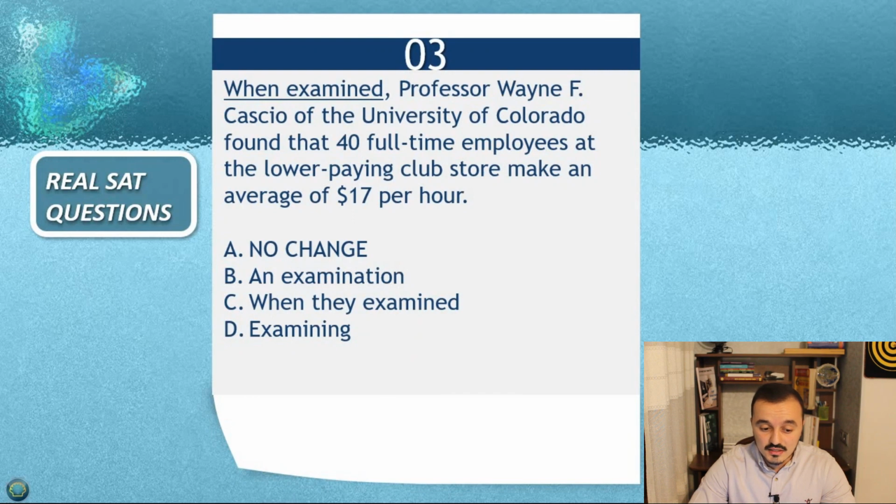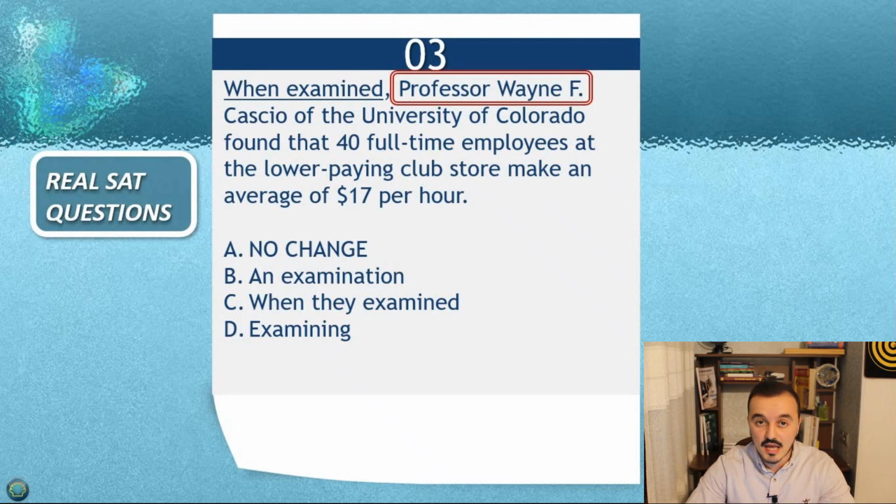Let's have a look at the real SAT questions now. When examined, Professor Wayne F. Cascio of the University of Colorado found that 40 full-time employees at the lower paying club store make an average of 17 per hour. So I pay attention to my subject. It's Professor Wayne F. Cascio. And it's obvious that while doing something, he found something.